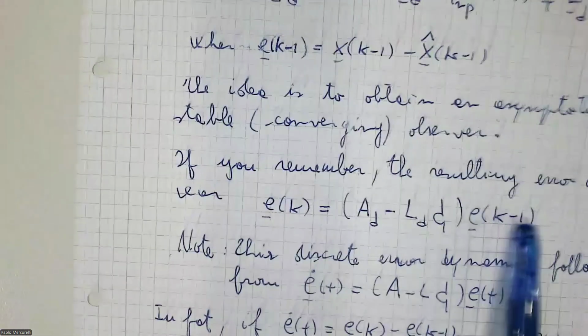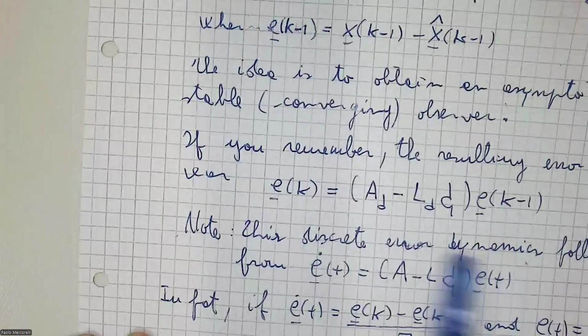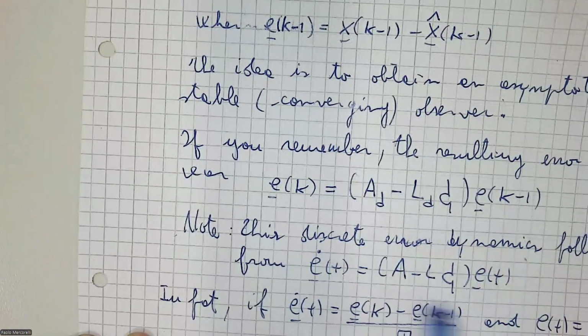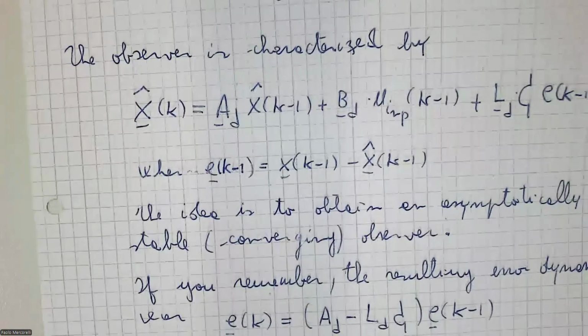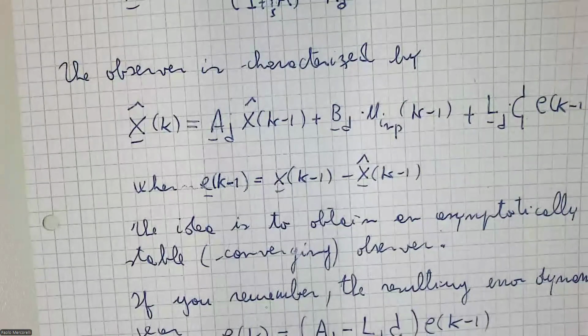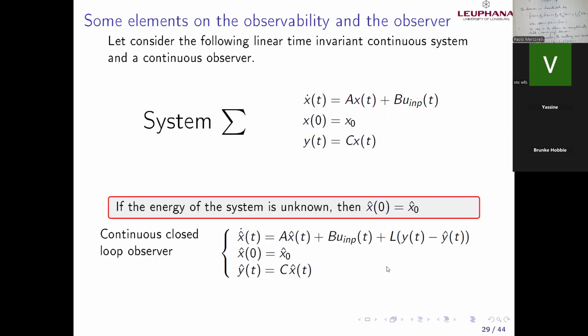Where exactly does this come from? Let me show you in the slide quickly where these dynamics of the error come from. Look, here is the real system.